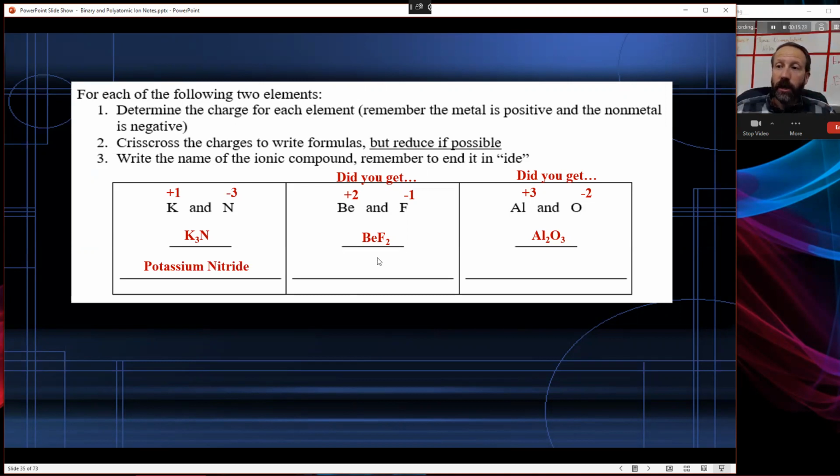All right, Be is, if you said beryllium, you're right. And be careful, it's not beryllium. There's only one R. Okay. And normally I'm not a stickler for spelling, but you're copying off a periodic table, so copy well, okay?